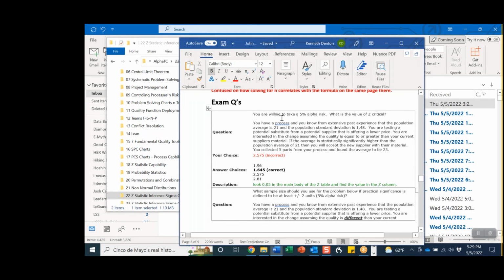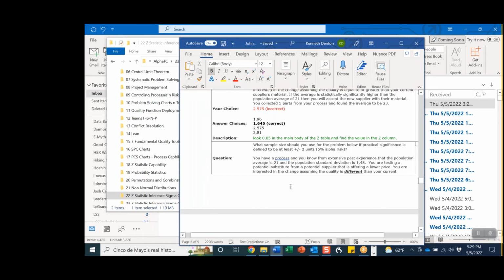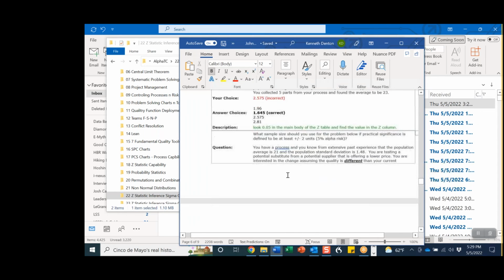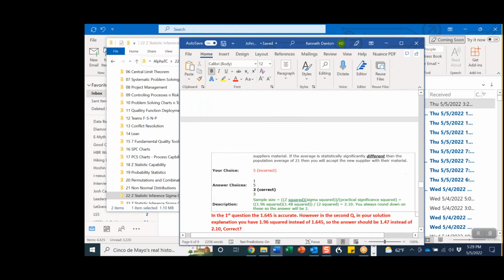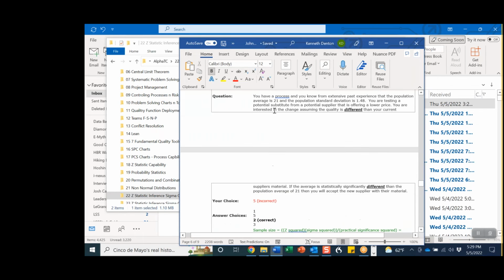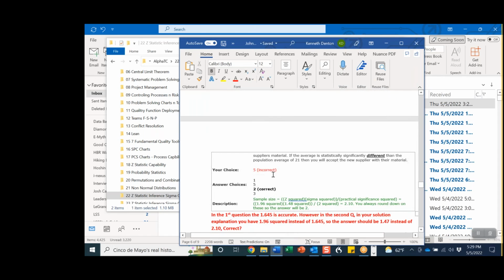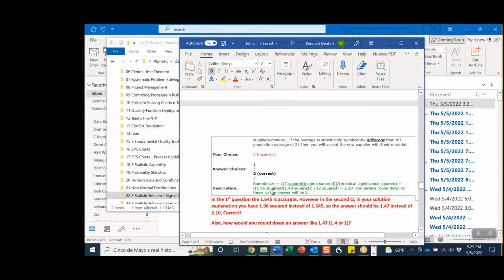Okay, so in this one, you are willing to take a 5% alpha risk. What is the value of Z critical? You look that up on the Z table, and 1.645, of course, is the answer. So that's fine. But the next question uses that 1.645 in the formulation of the answer, and you have a typo in there, so the answer is different than what it should be, it appears to me. If you'll see right here in your answer, instead of 1.645, you've got 1.96. Yeah, because it's two-tailed, because it says in the problem plus minus.